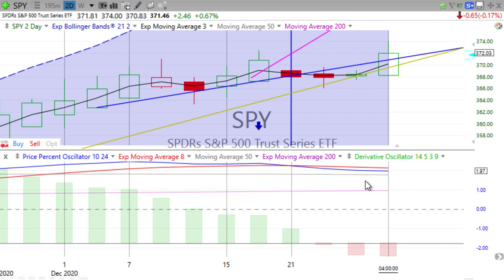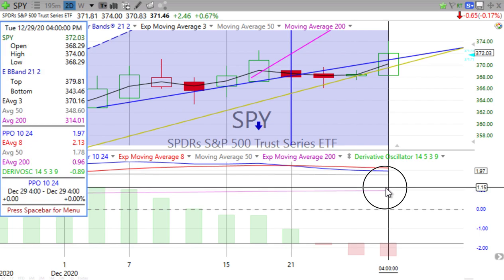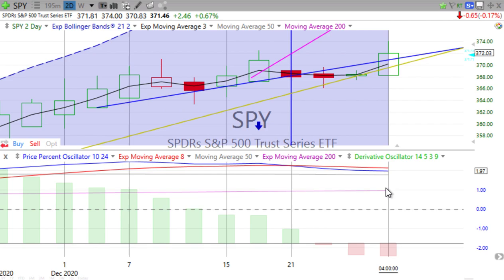Now again, we're waiting to see if indeed this 2-day is going to cross back over and give us an opportunity to have a recross, or if there's going to be enough downward pressure that in fact the 2-day may cross over going down. We're just going to have to wait and see. Right now, it is still negative. The price percent oscillator's flat. The derivative oscillator's gaining a little downward momentum.